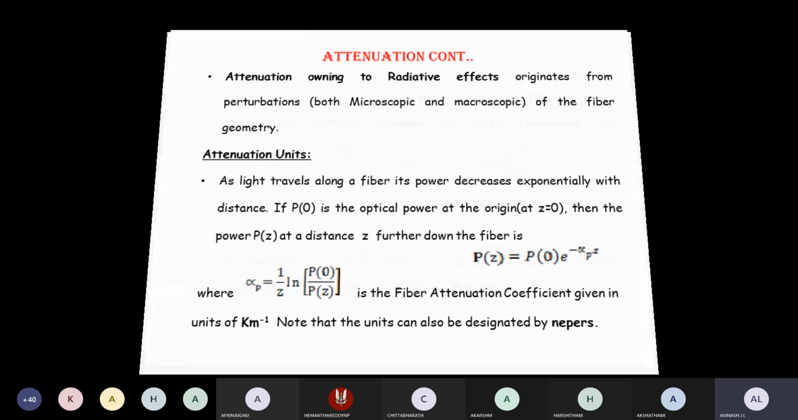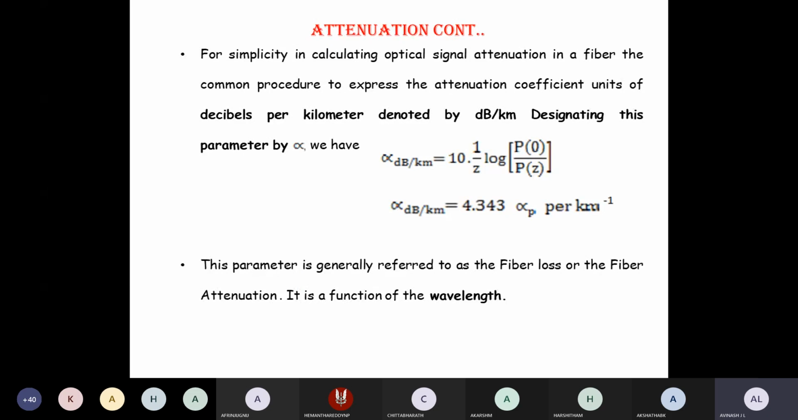Now, for simplicity in calculating optical signal attenuation in the fiber, the common procedure is to express the attenuation coefficient in units of decibel per kilometer. Designating this parameter by alpha, we have alpha dB per kilometer, which is given by 10 into 1 by z log of P of 0 divided by P of z.